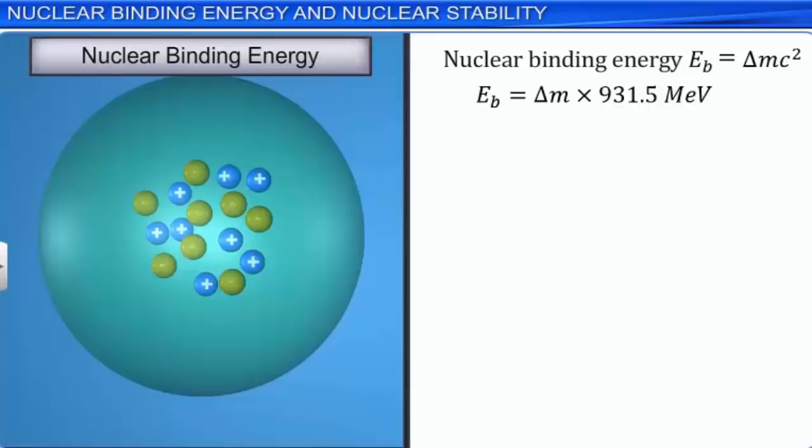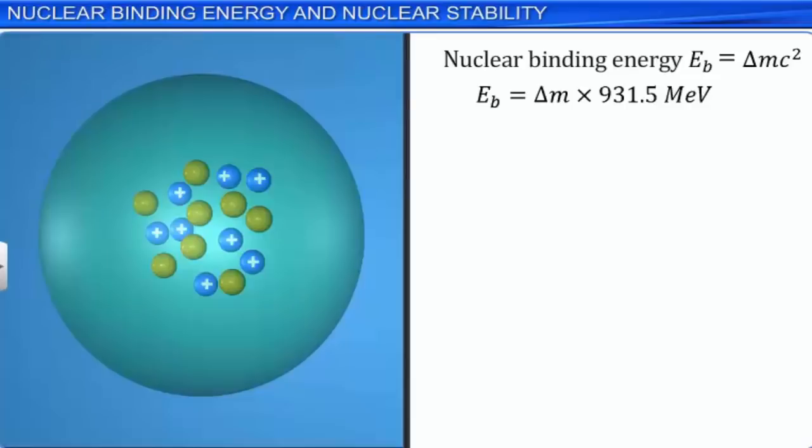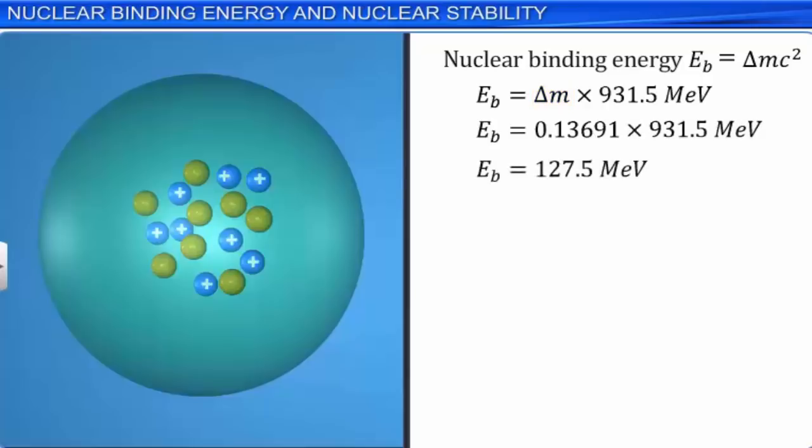For the oxygen nucleus, substituting the values of mass defect ΔM equal to 0.13691 AMU and simplifying, we get EB equal to 127.5 MeV. The value of EB can be obtained in joule if we take ΔM in kilogram.